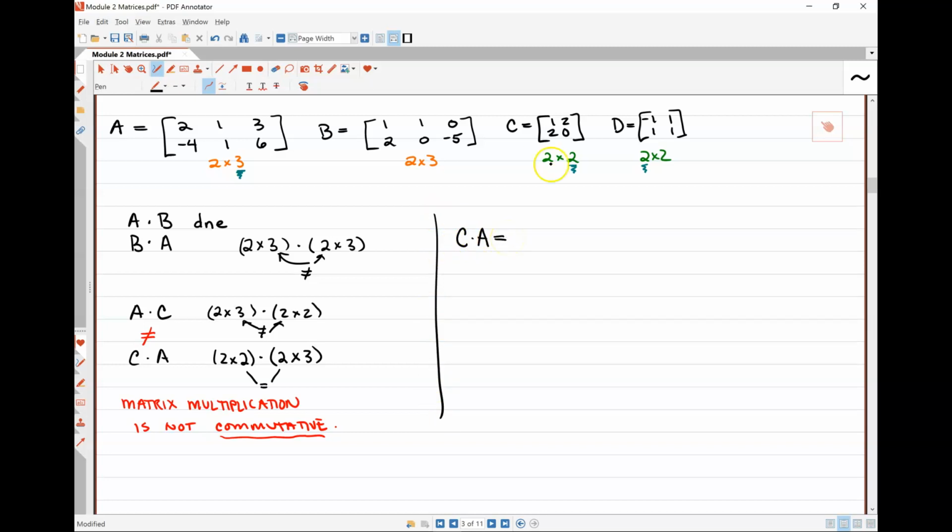So C is this guy, 1, 2, 2, 0. And A is 2, 1, 3, minus 4, 1, 6. Now I know from my analysis over here that the resultant matrix is going to be, right, the matching ones are going to cancel out. What's left over is 2 by 3.